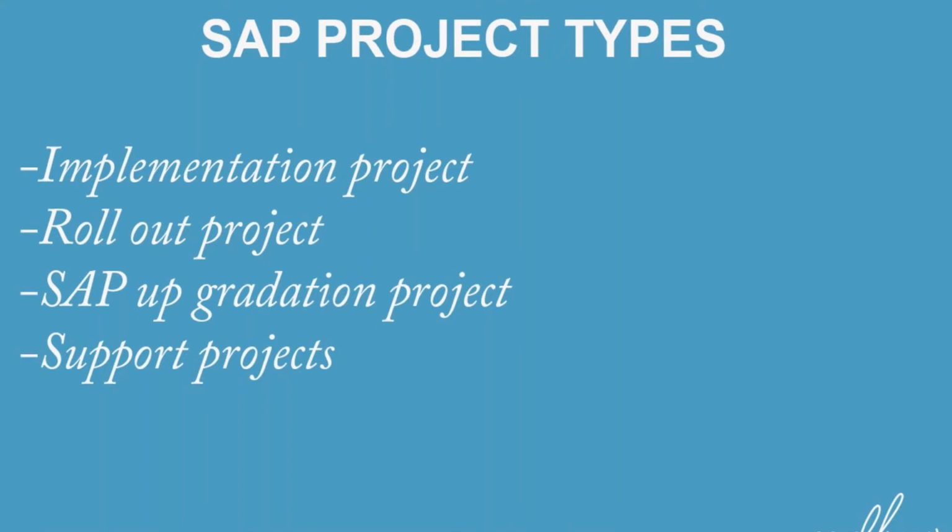The third one is the SAP upgradation project. Imagine a company using an old version of SAP like 4.5, and they want to upgrade it to a new version like SAP 6.0. In that case, they have to go through the SAP upgradation project path. Coming to the fourth one, the support project. The company has already implemented, or already did the rollout or the upgradation, but later they have some issues, concerns or bugs in the system. In order to rectify those issues, they need the help of consultants. In that case they create tickets and assign them to the consultant, and the consultant will resolve the issue and provide the solution to the customer.